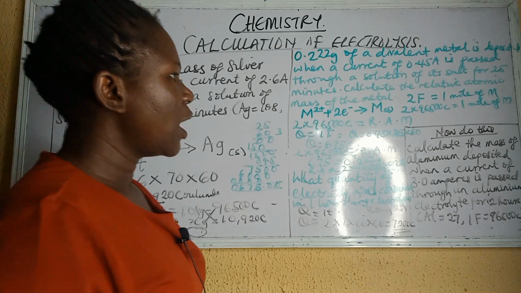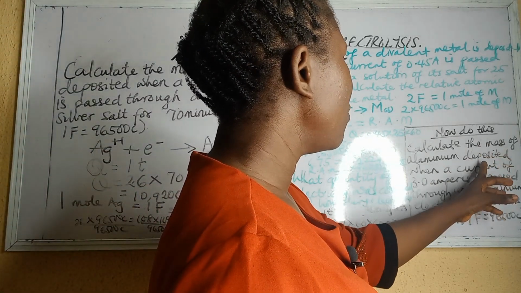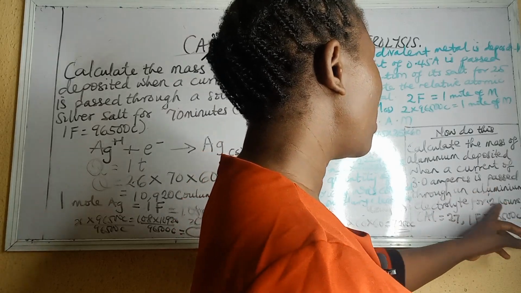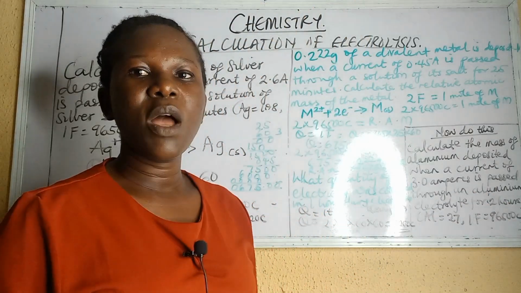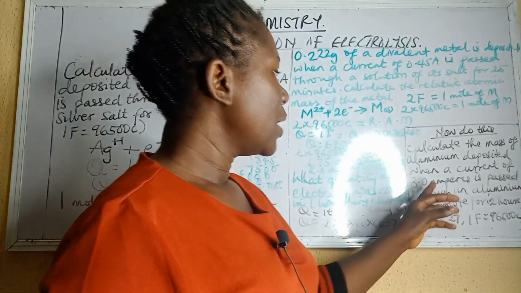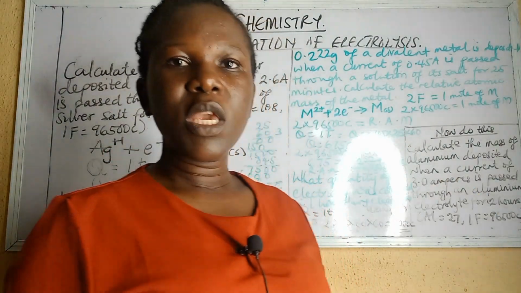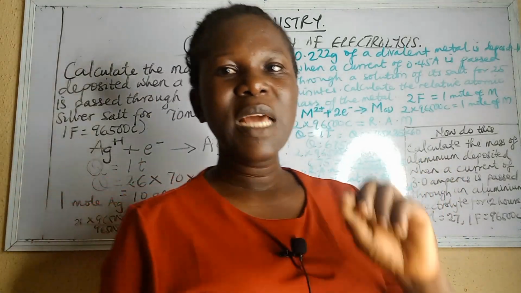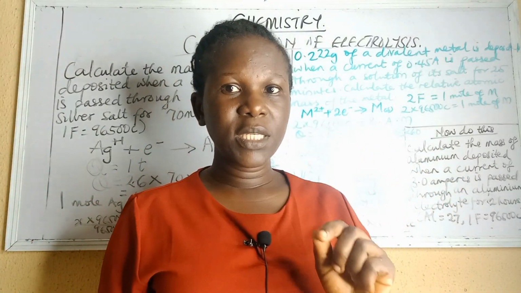So we have a similar question here: calculate the mass of aluminum deposited when a current of 3 amperes is passed through an aluminum electrolyte for 2 hours. You have to convert the 2 hours to seconds, which is 2 multiplied by 60 multiplied by 60, and then the 3 amperes with the time will give you the quantity of electricity. And aluminum here is an electropositive element that has 3 plus charges on it.